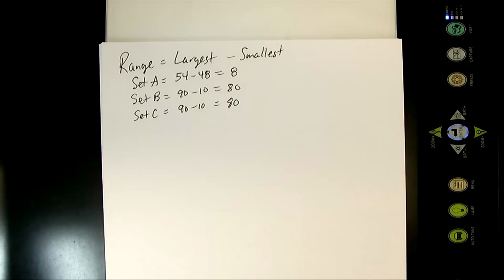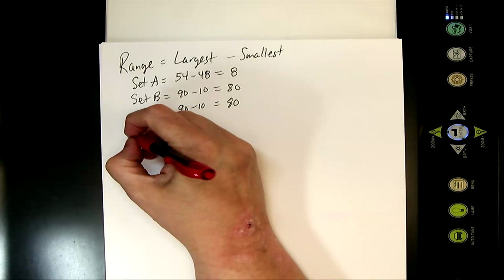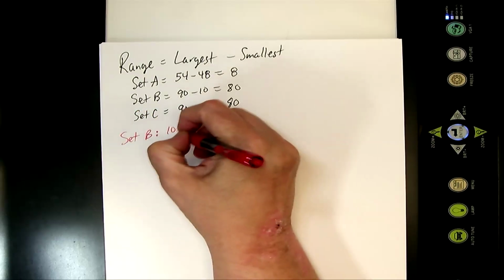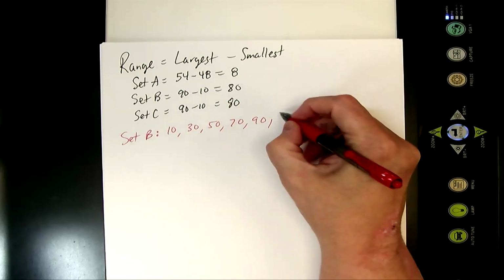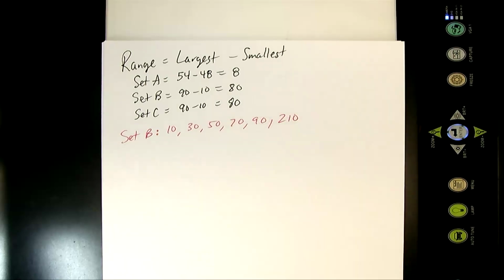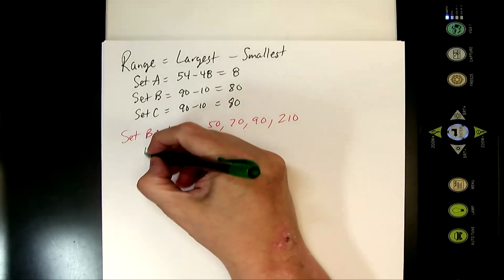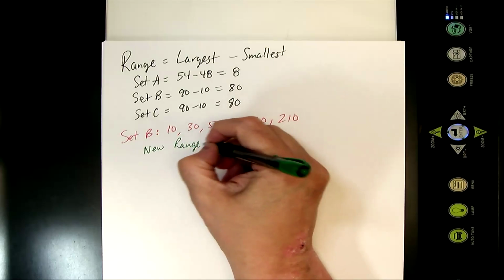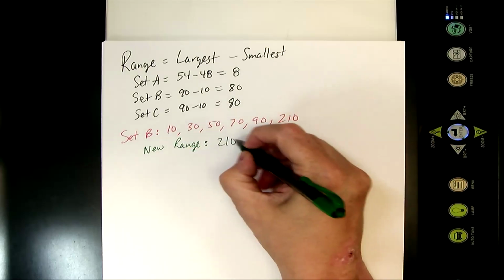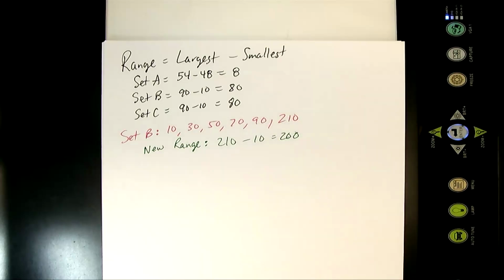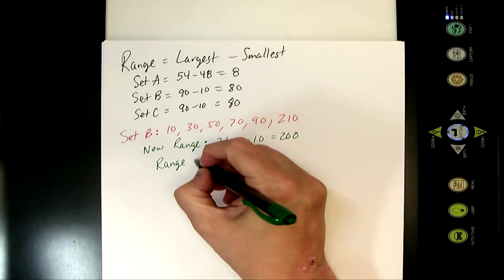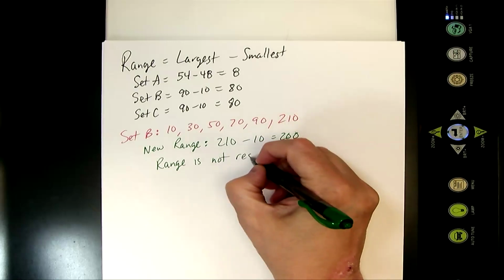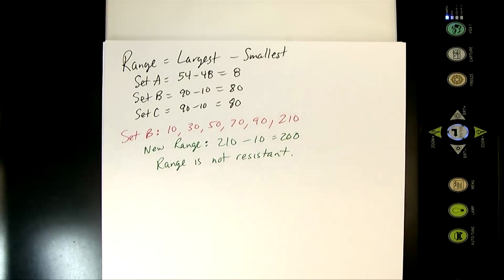Notice, if we changed set B to be 10, 30, 50, 70, 90, and then 210, the new range is 210 minus 10, which is 200. So range is not resistant to outliers. It changed a lot.